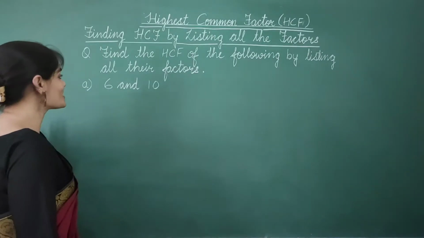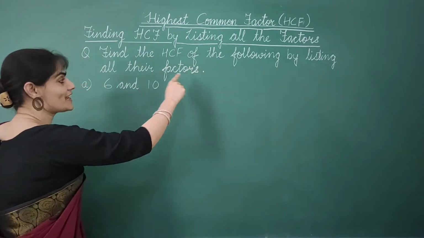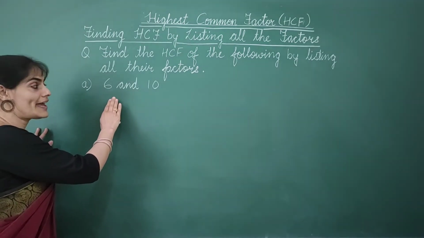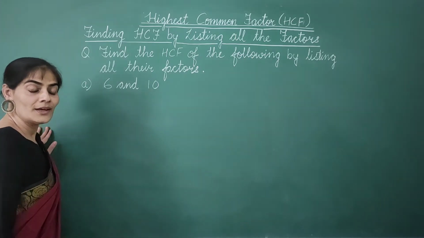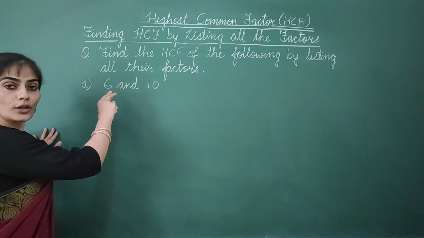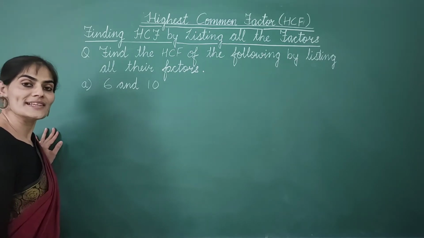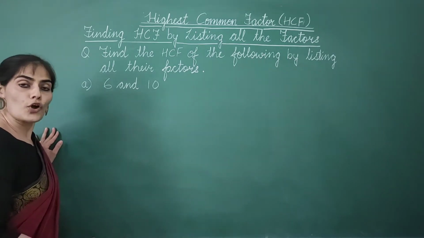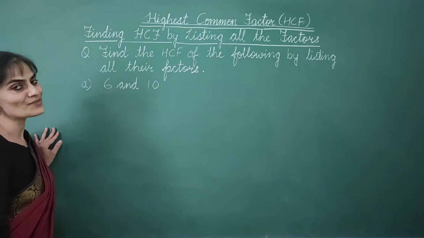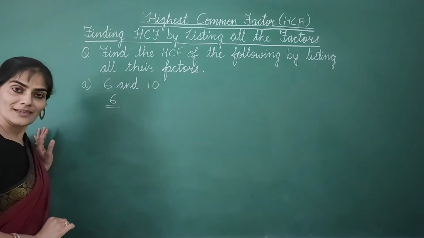So let's go through this question, everybody. Find the HCF of the following by listing all their factors. So in this question, we are going to find the HCF of 6 and 10. What are we required to do in this method? We will first find all the factors of both the numbers, and from these factors, we are going to select the common factors, and from the common factors, we will just have to choose the highest common factor and we get our answer. So let's find all the factors of the number 6.